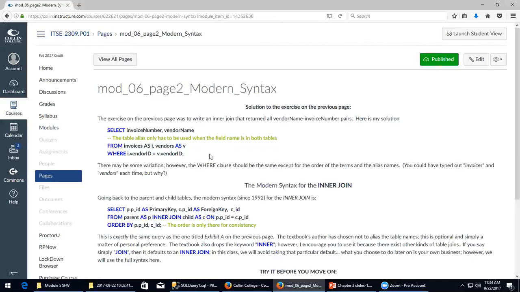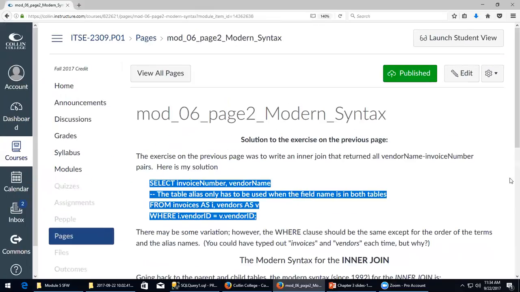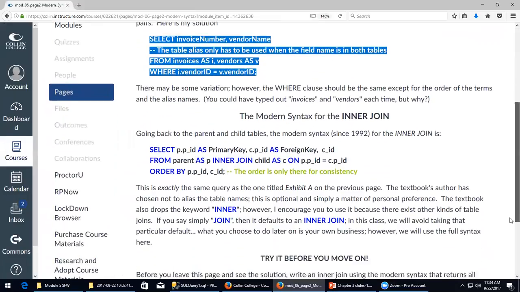In this case, I am aliasing on the select line. I do not have to alias on the select line. I just did. So select p.pid. I'm aliasing on the from line for sure. So parent as p. Select p.pid. Let me see if I can blow this up a little bit. Yes, I can.